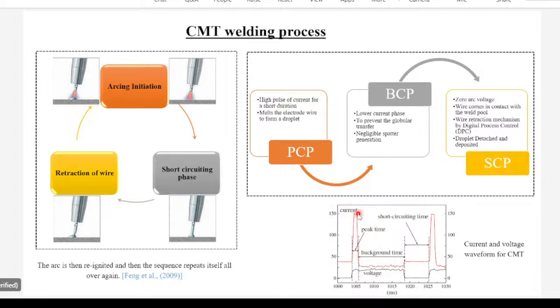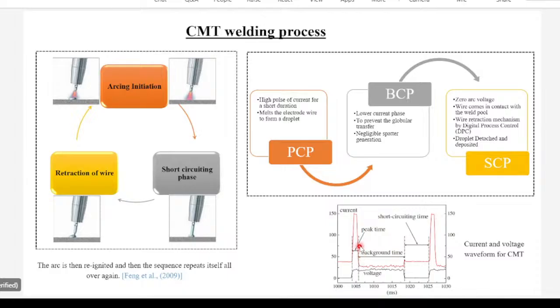The role of this is to make a droplet from the wire. At the tip of the wire, the droplet is made, and then again the current is lowered in the background current phase. You can see the current has been lowered after the peak current phase. In the background current phase, the lower current is used to prevent globular transfer. We don't want to increase the diameter of the droplet. We need a smaller droplet diameter. That's why the current has been dropped in the background current phase.